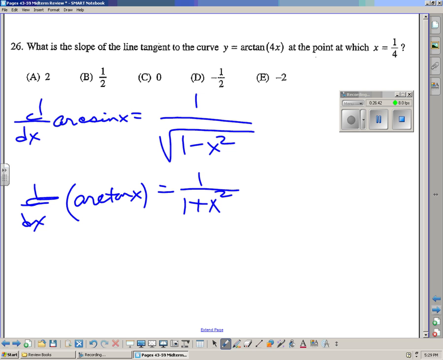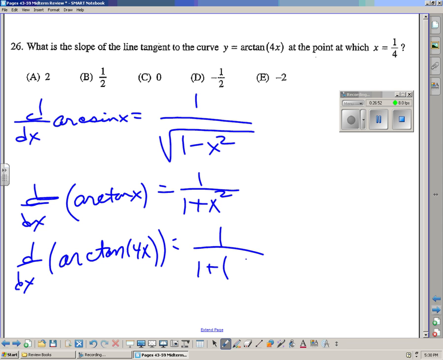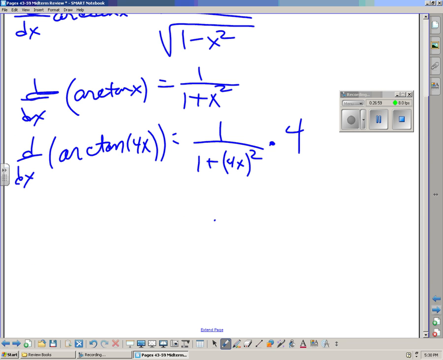So the derivative of arc tan of stuff is 1 over 1 plus the stuff squared. So the stuff is 4x times the derivative of stuff, which is 4. So our derivative, f prime of x, is 4 over 1 plus, if you wanted to simplify 4x quantity squared, it would be 16x squared.